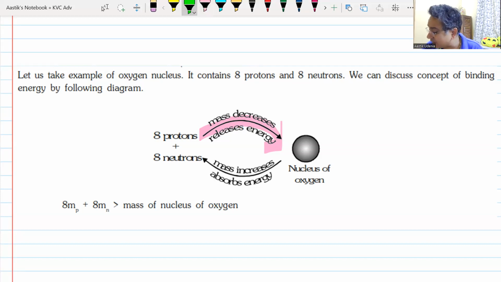Similarly, if you have to break this nucleus into its constituents, you have to break this nucleus and get nucleons out of them. Energy has to be supplied. They will absorb energy. That energy will be equal to the binding energy. Do we understand this? Yes, sir. Everyone understands this? So you want to note this down, or you have understood this? This is just for your understanding. Do you understand this? Yes, sir.